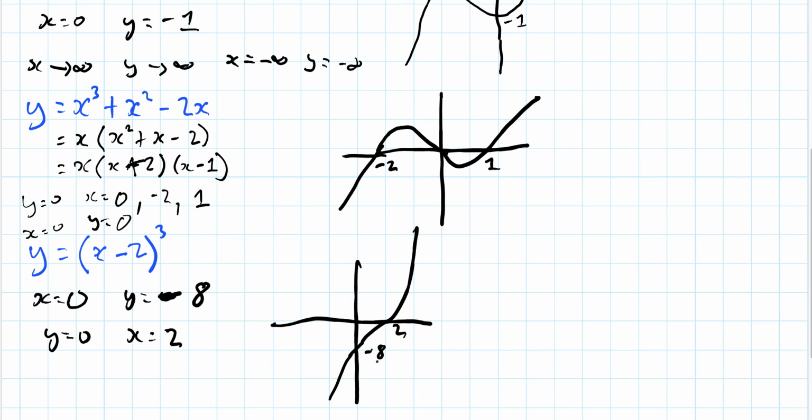And that is it for our examples on cubic graphs on how to draw them. So it's literally just factorize it, take x equals 0, find the value for y, take y equals 0, find the values for x, and then draw the graph. Okay, these are the different examples.